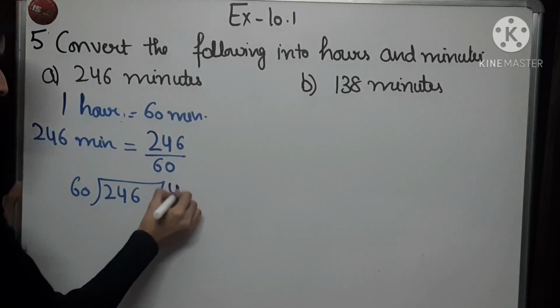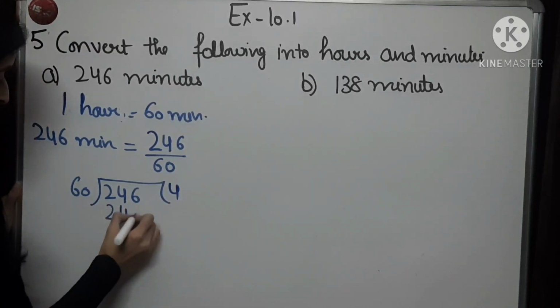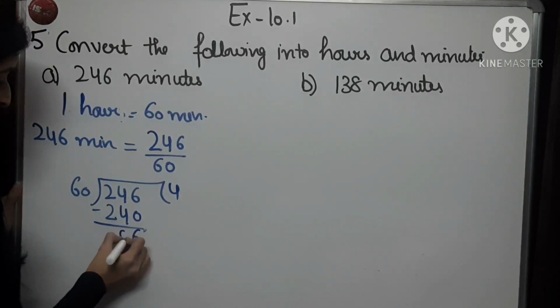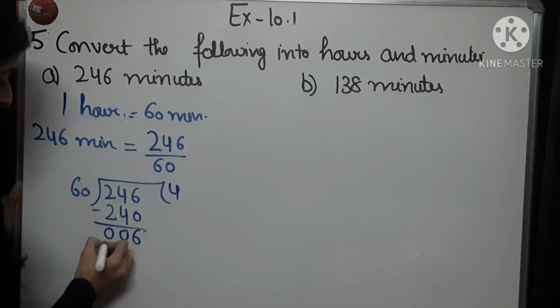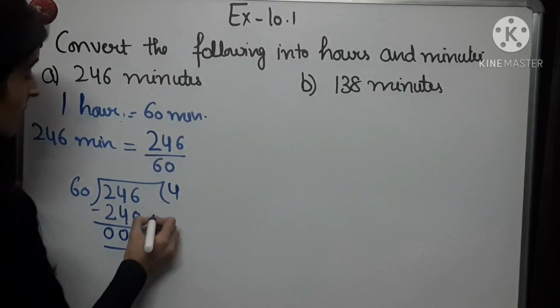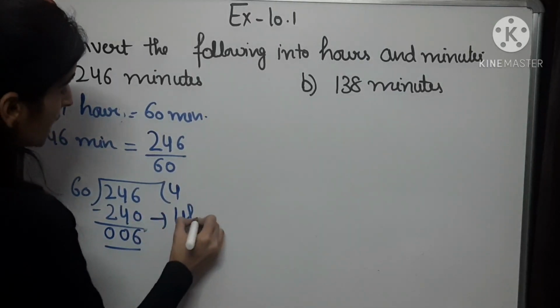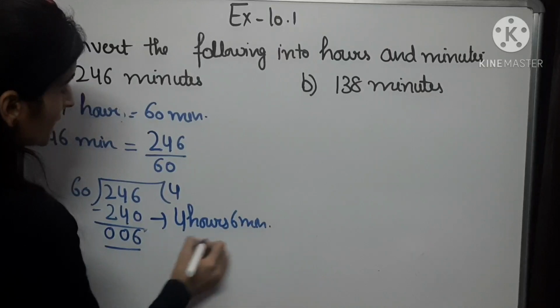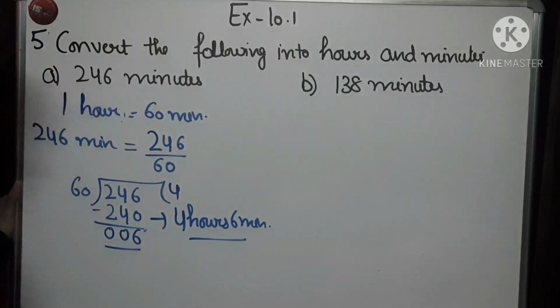60 fours are 240. So 6 minus 0 is 6. 4 minus 4 0. 2 minus 2 0. 6 is the remainder here. So that means 4 hours and 6 minutes will be the answer. Okay. 4 hours and 6 minutes will be the answer here.